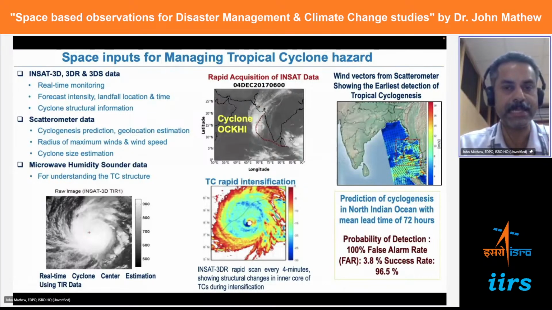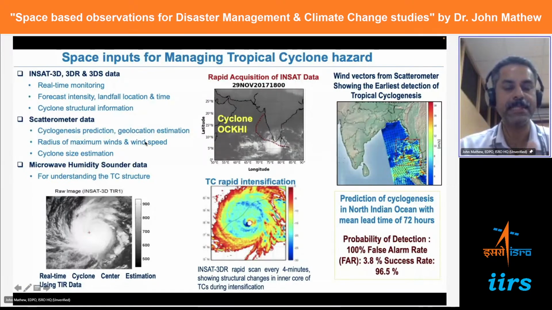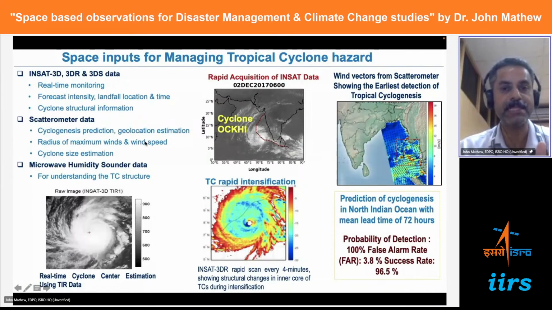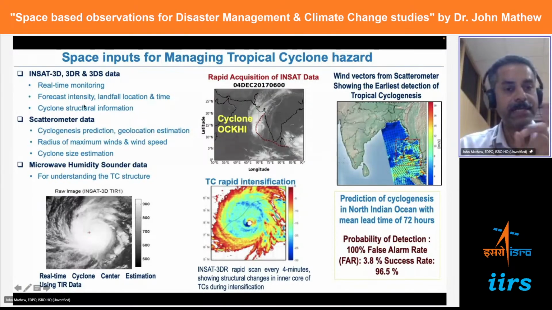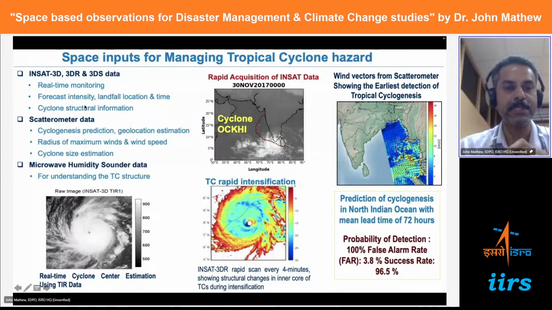That means if there is a cyclone, you can operate these satellites every 4 minutes and you get the information. And the data from this is also going into the forecasting of cyclones, its track and its intensity and likely landfall location.